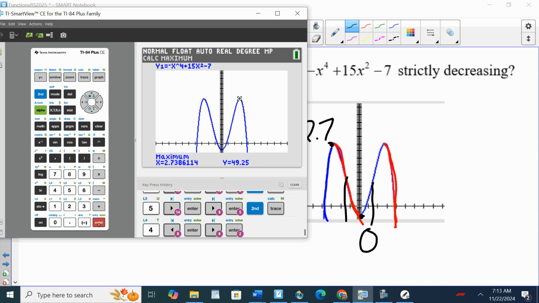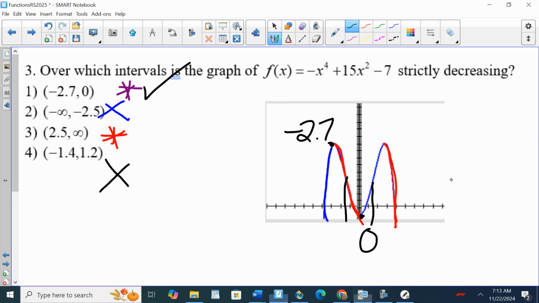I've got 2.73, 2.7. So this one starts at 2.5. That's not correct. It's not decreasing at 2.5. It's still increasing at 2.5. So that one's wrong.